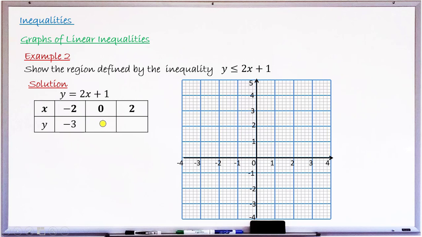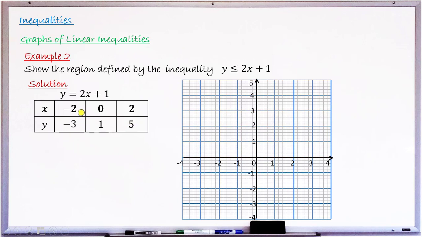So to get y when x is 0, I'm going to substitute the value of x by 0 in this. So you have 2 times 0, which will be 0, plus 1. So in the end, y will be 1 when x is 0. So you continue. You now replace the x by 2 in here. So you have 2 times 2 plus 1. That gives you y as 5. So this is my table.